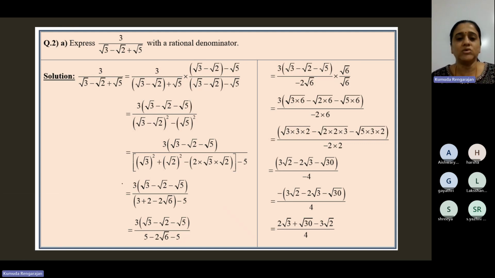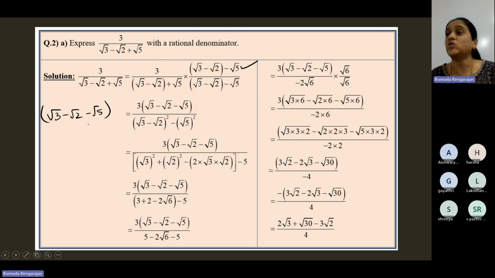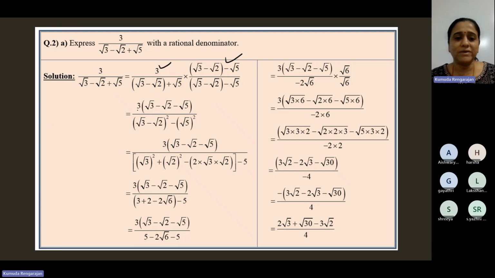See here, in the numerator alone, children, after this step, you can write it as root 3 minus root 2 minus root 5 all in one bracket. It's the same, no? We just inserted the bracket to write the conjugate. So now in the numerator, you can just take off the brackets. This numerator into this numerator will be 3 into all this. That's what you see here. This number 3 into all this in one bracket divided by this is A plus B, A minus B.